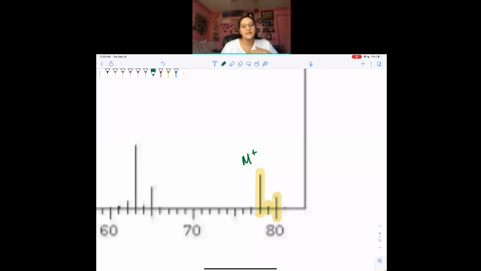How I like to think of it, though, is the absolute last one has to be M+1 or M+2, right? And if it's super, super tiny like this one, we're going to say it's M+1. If it's taller, we're going to say it's M+2. Because M+1 is always super, super, super tiny. So I know automatically that's M+1. And that's M+2.